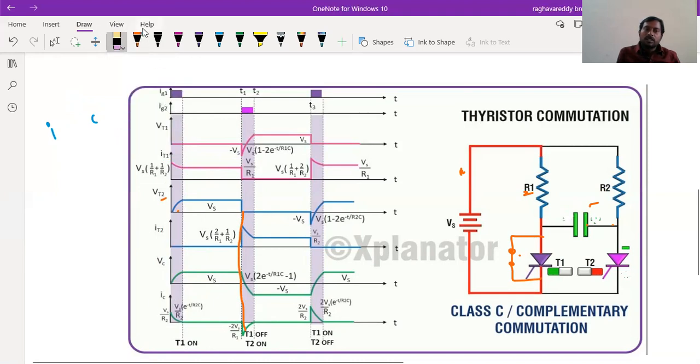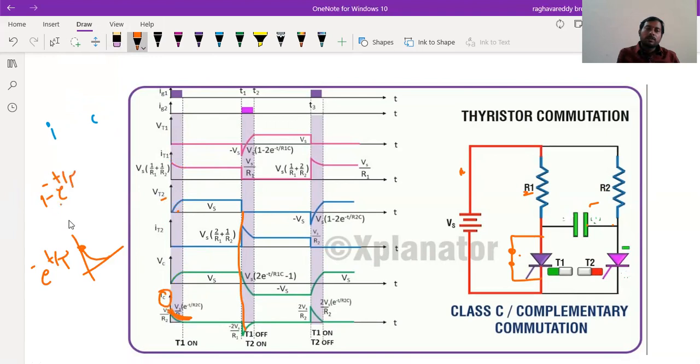Current through the capacitor: the starting current will be more and gradually decreases. So that's why this is exponentially decreasing, e power minus t by tau. And 1 minus e power minus t by tau is exponentially increasing. So this is exponential decreasing. The starting charging current of the capacitor is more; after that, the current decreases.